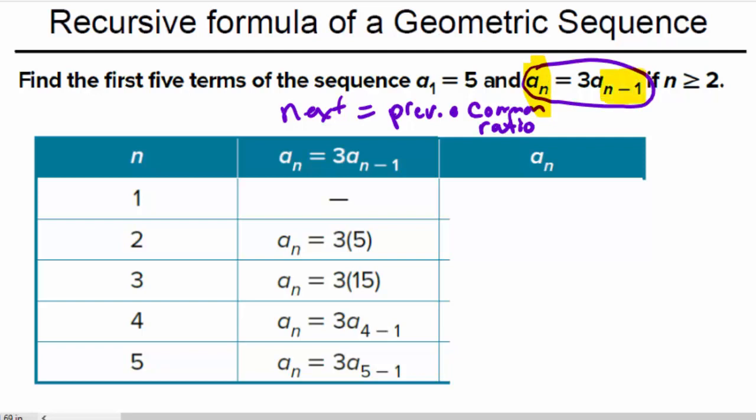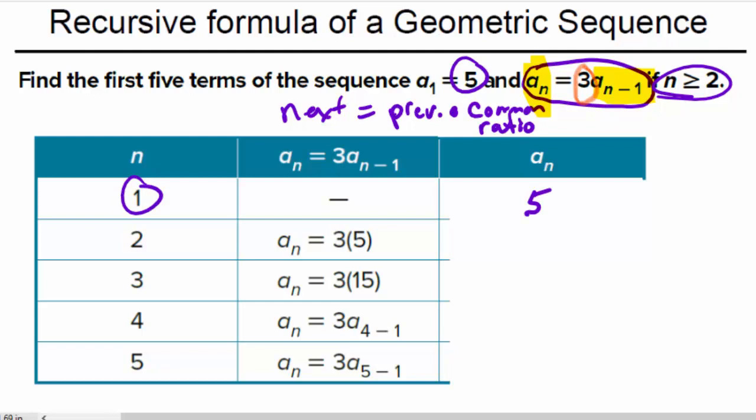The a sub n minus 1 is the previous term. And the 3 is the common ratio, so it's tripling each time. And we're just finding all the n's greater than or equal to 2. So a sub 1, the first term, they already gave it to us, it's 5.